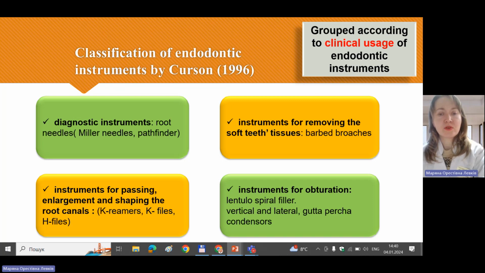We have diagnostic instruments: root needles, Miller needles, pathfinder. Instruments for passing, enlargement, and shaping the root canals: K-reamer, K-files, H-files. Instruments for removing the soft tissues: barbed broaches. Instruments for obturation: lentulo-spiral filler, vertical and lateral gutta-percha condensers.